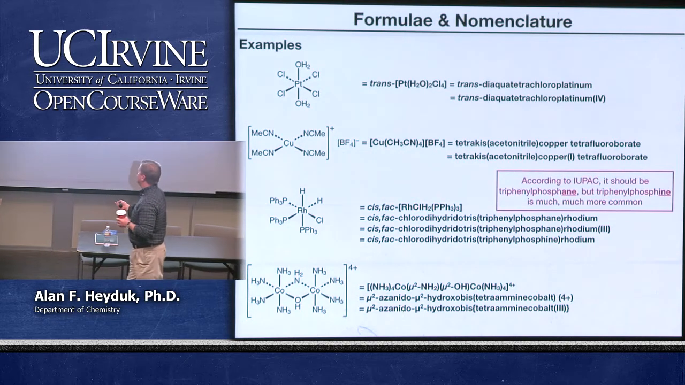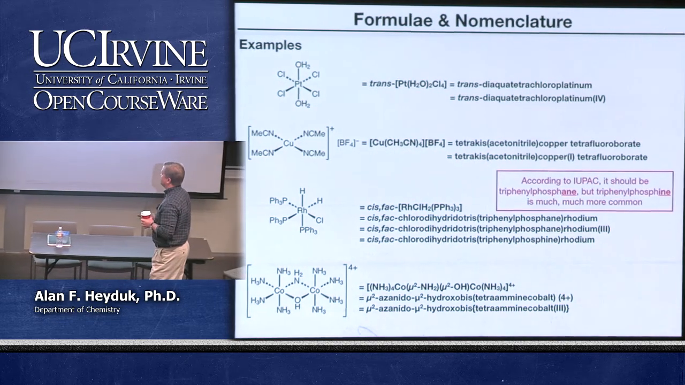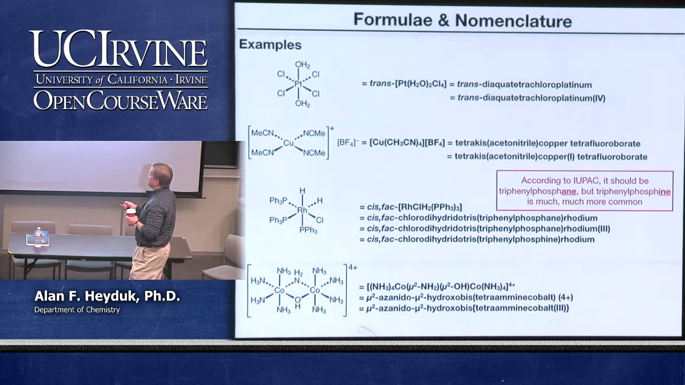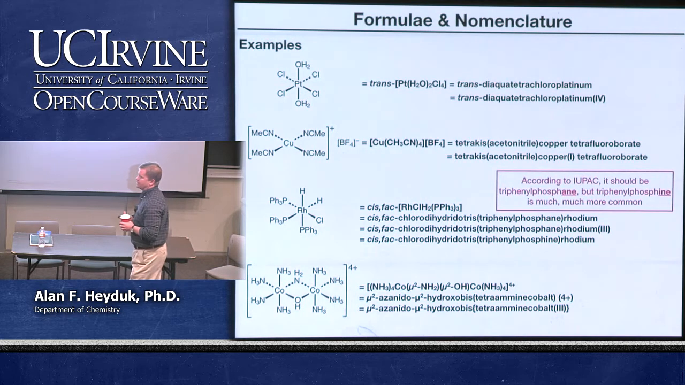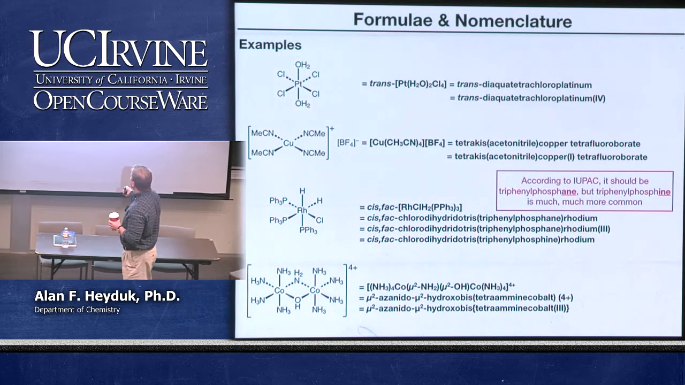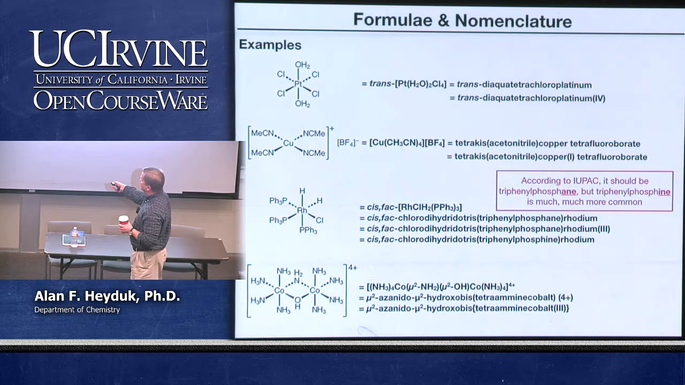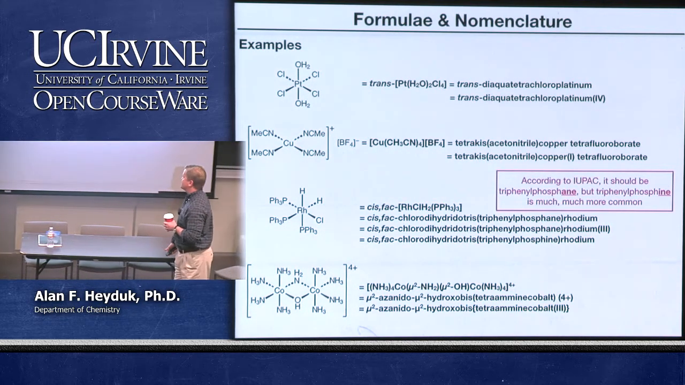And so naming this becomes also a challenge. The mu2 azonido, mu2 hydroxo, bis tetraamine, cobalt 4+. Here the 4+ is the overall charge on this dimer, okay? So that's the Ewing-Bassett system.